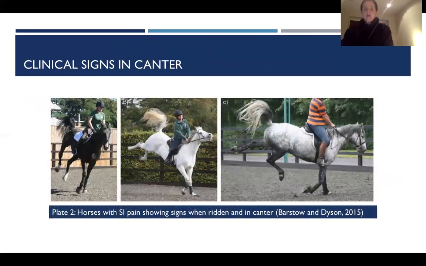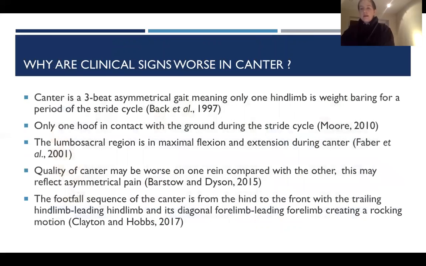There are some pictures of some horses cantering, and you can see in them that they all look pretty unhappy. Sorry, in B, you can see the horses bucking. In the first picture, you can see the horse with the ear back and just negative facial expressions. So the most prominent signs are seen in canter, but why is this?